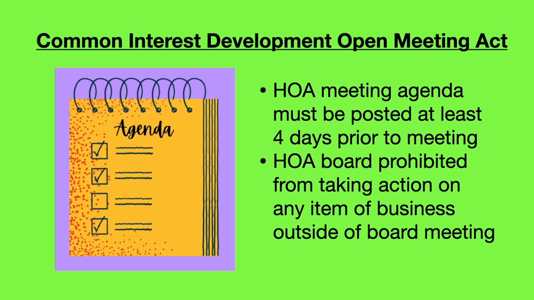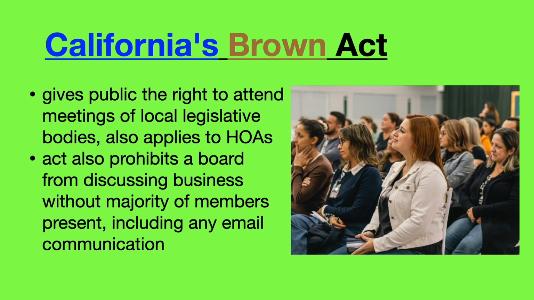The Common Interest Development Open Meeting Act says that an HOA meeting agenda must be posted at least 4 days prior to the meeting. An HOA board is prohibited from taking action on any item of business outside of a board meeting. California's Brown Act, which gives the public the right to attend meetings of local legislative bodies, also applies to HOAs. This act also prohibits a board from discussing business without a majority of members present, including any email communication.